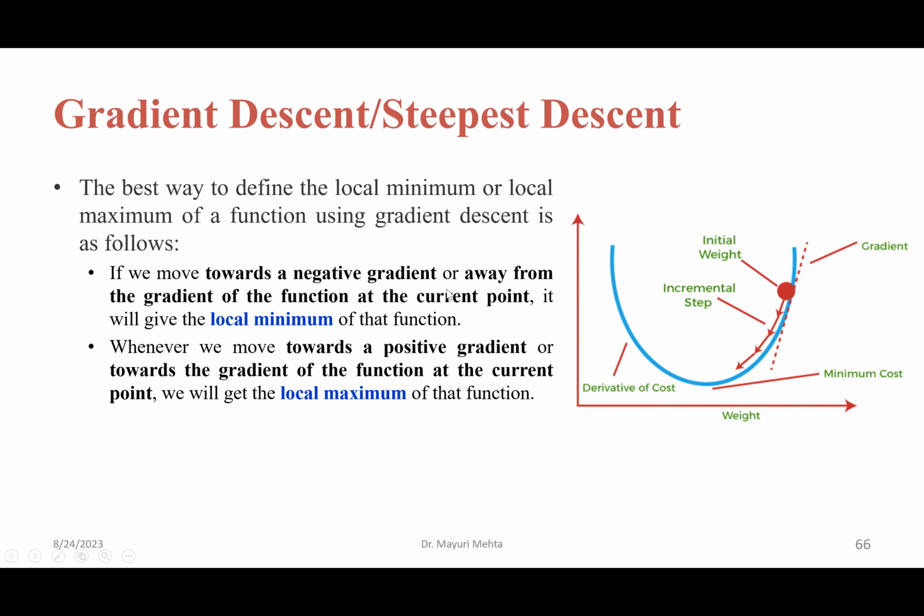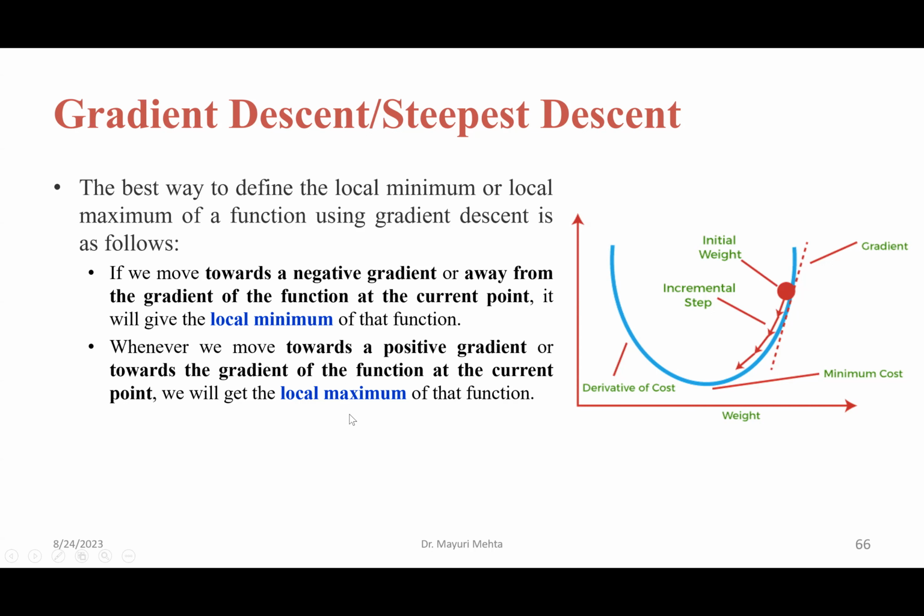If we move towards a negative gradient, or away from the gradient of the function at the current point, it will give you the local minimum. Look at this figure: there is a red circle, which is the gradient of the function at the current point. If you move towards the negative gradient, we are moving down, as you can see from the arrows. That gives you the local minima, at the bottom of this blue curve.